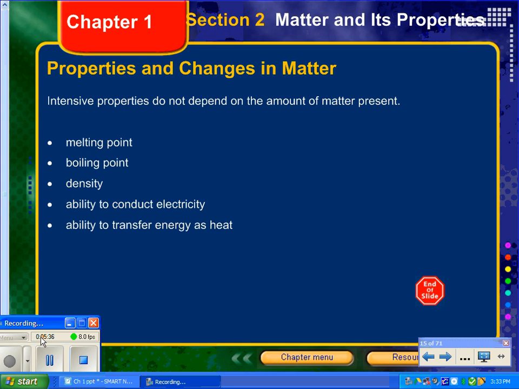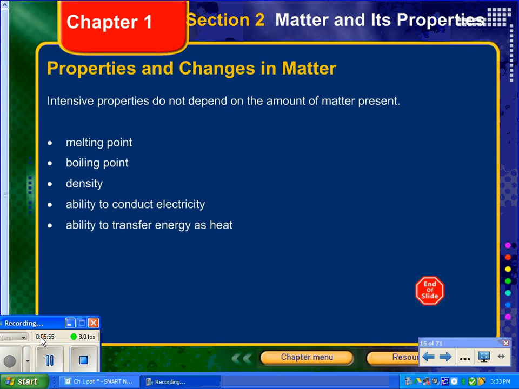And then we have intensive properties. It doesn't matter how much you have. So melting point, boiling point, density. The boiling point of water is 100 degrees Celsius. It doesn't matter if we have a gallon of water, a cup of water, it's still 100 degrees Celsius.